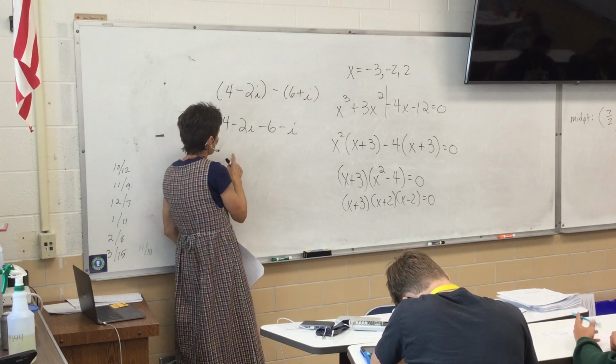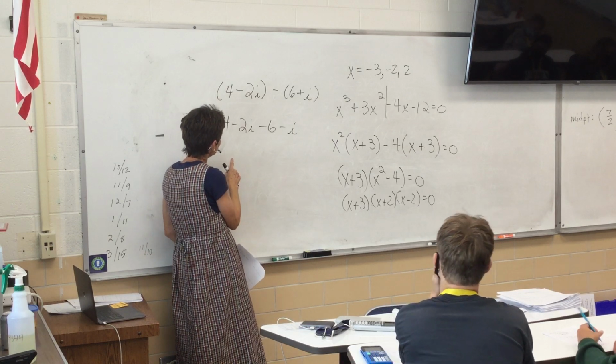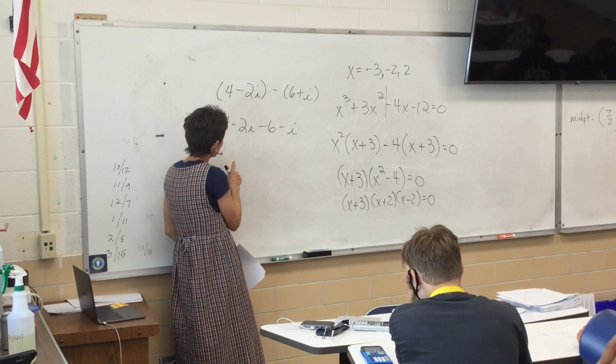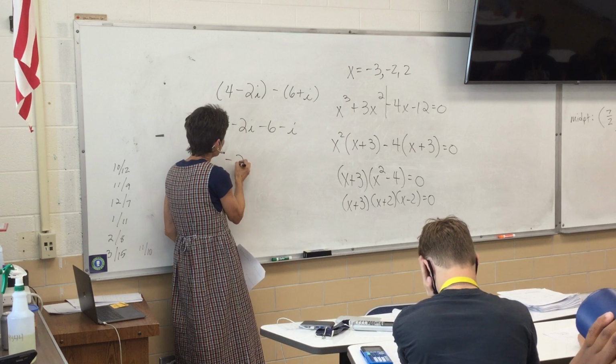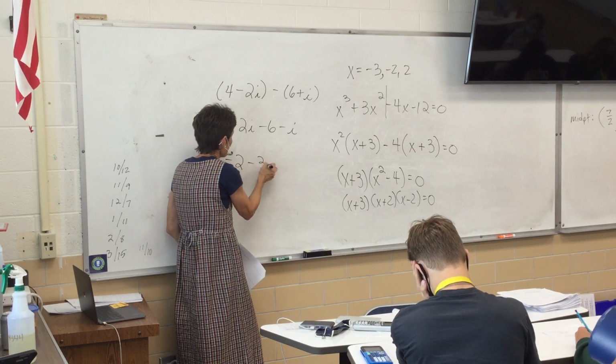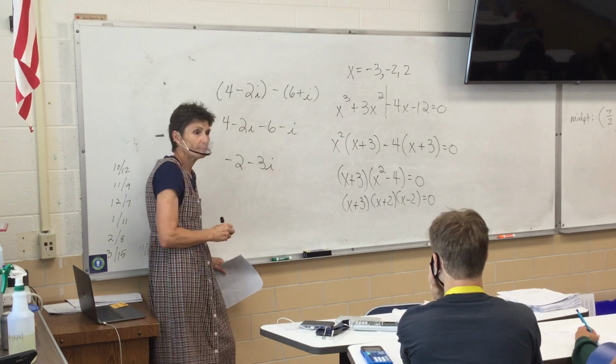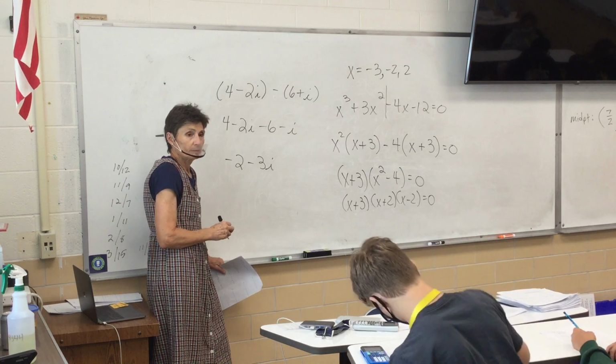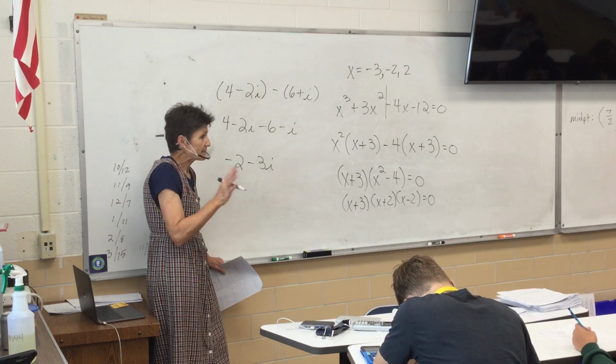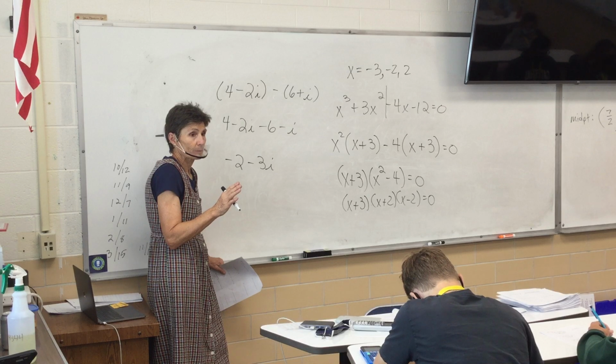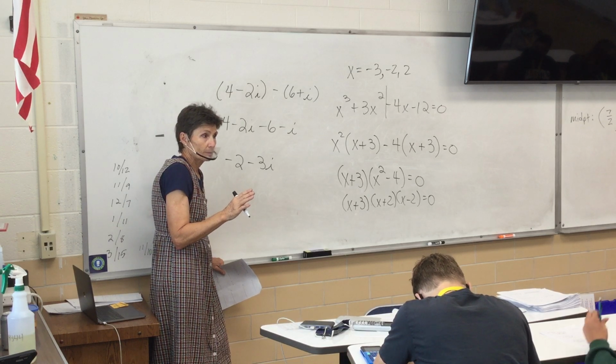And now I'm going to, let's see, collect like terms. So that would be -2 minus 3i. Did I do that right? Yes. And that's it. Okay.